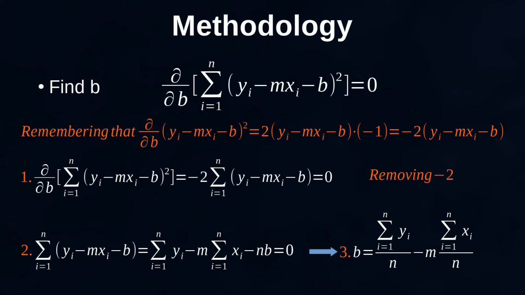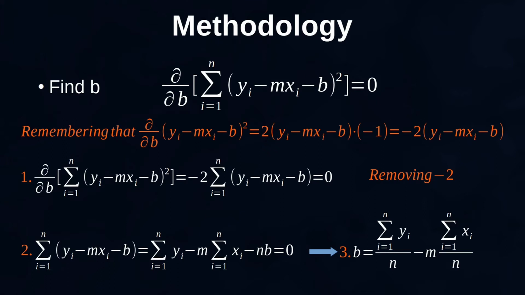Equation 3 shows that if we put the first two terms on the other side of the equation and we divide by minus n, then we obtain an equation in b. In particular, b is equal to the sum of all the y values divided by n, which is the mean of the y terms, minus m multiplied by the mean of the x terms.